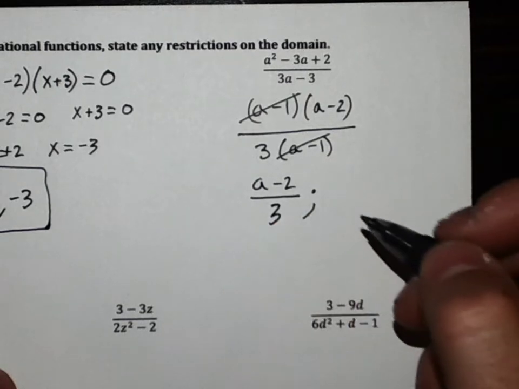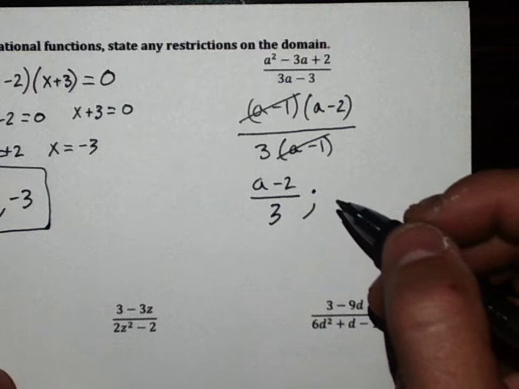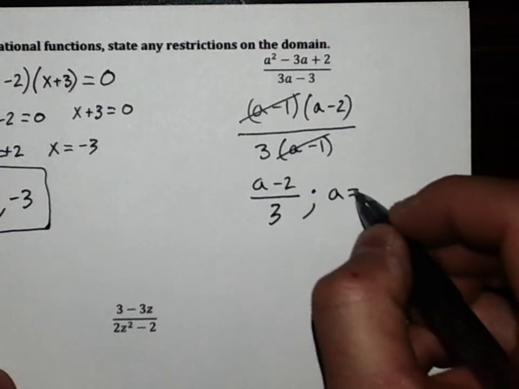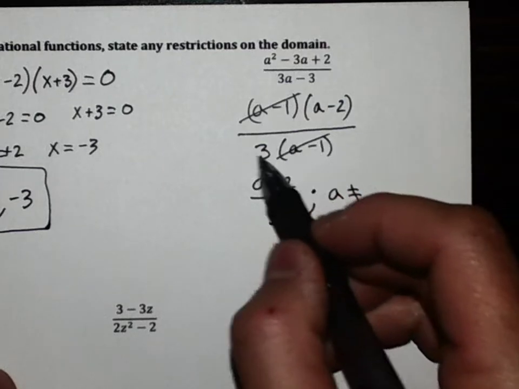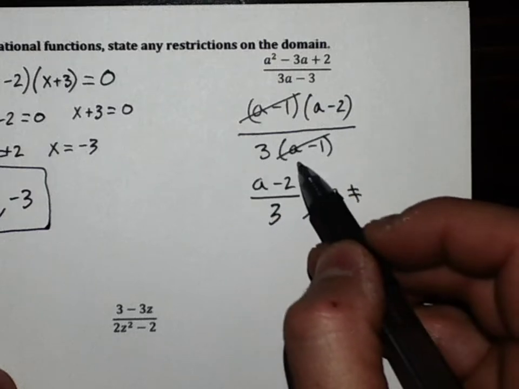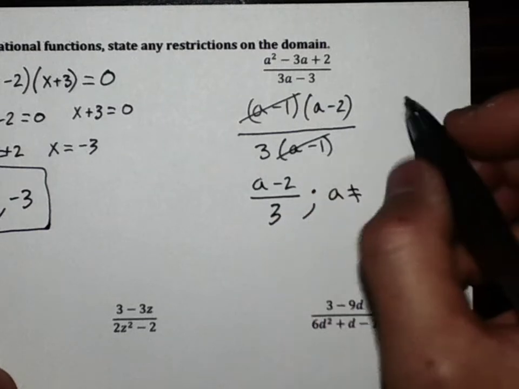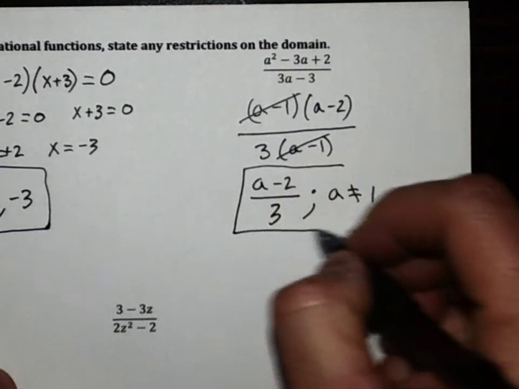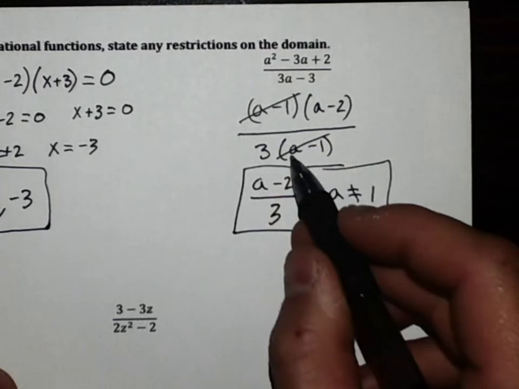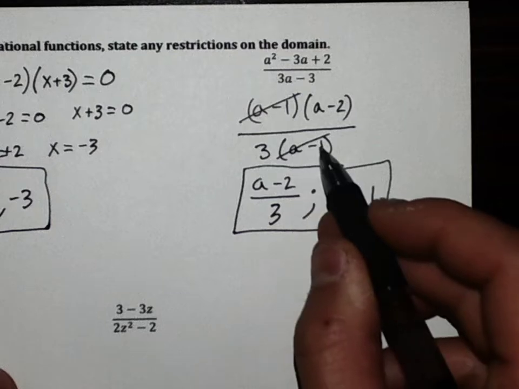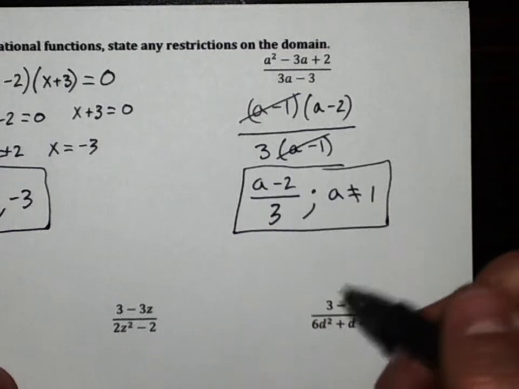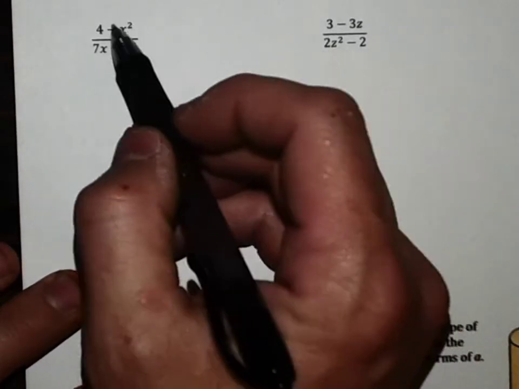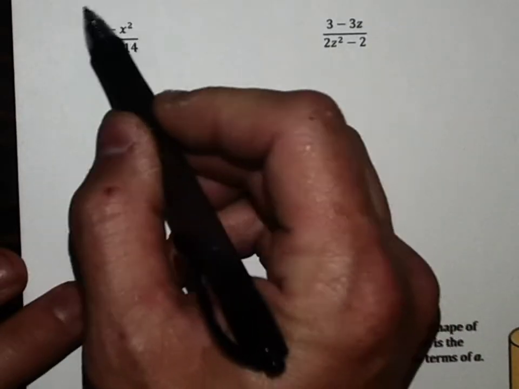However, you must restrict your domain. What can a not equal? The only thing that's going to make this thing equal 0 is if you plug in positive 1. Because positive 1 plugged in here, 1 minus 1 would be 0. 0 times 3 is 0. Let's try another.